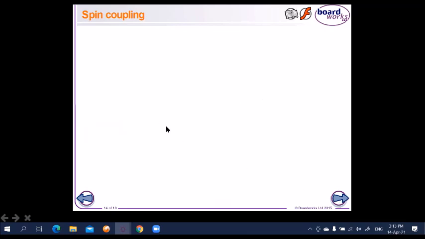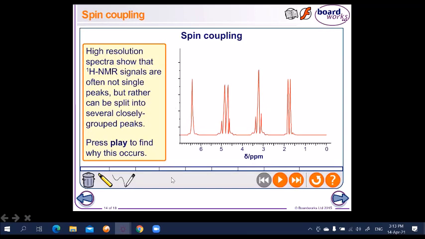Now this is still a higher level topic. Okay, SL students, do not go away. You can fast forward through this part. I will get to some more practice SL problems in a little bit, but I just want to squeeze this in from topic 21 for the HL students. High resolution spectroscopy for NMR, all right? Again, like I just said earlier, they're not just single peaks. They are split into several closely grouped peaks, okay? Like this.